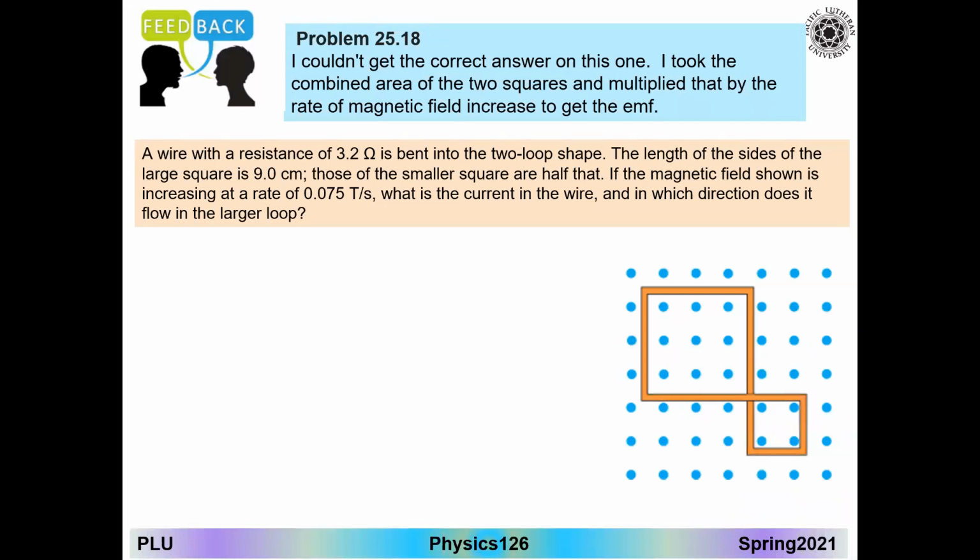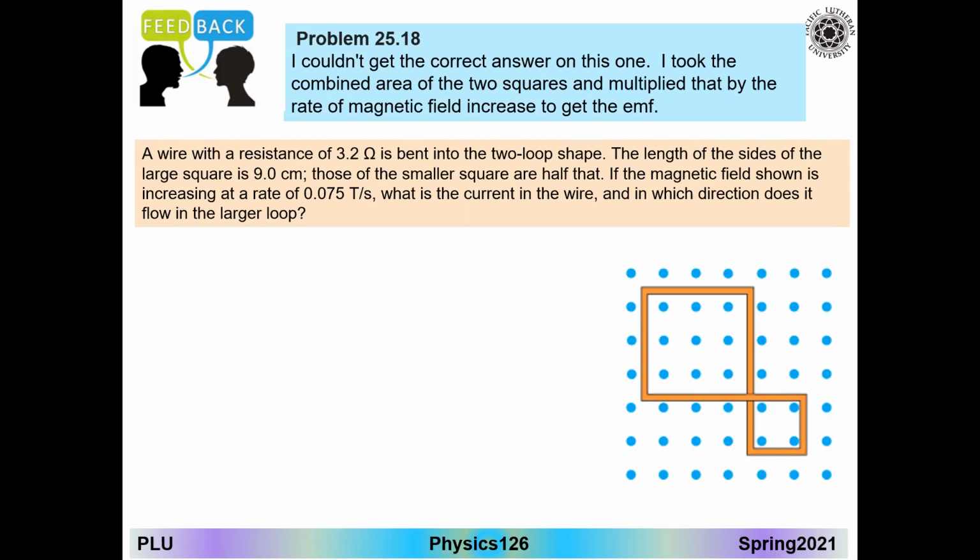The magnetic field is shown increasing. So I have the magnetic field increasing rate, and we have 0.05 Tesla per second, meaning magnetic field divided by second. They ask what the current in the wire is, and what the direction of flow is in the large loop.